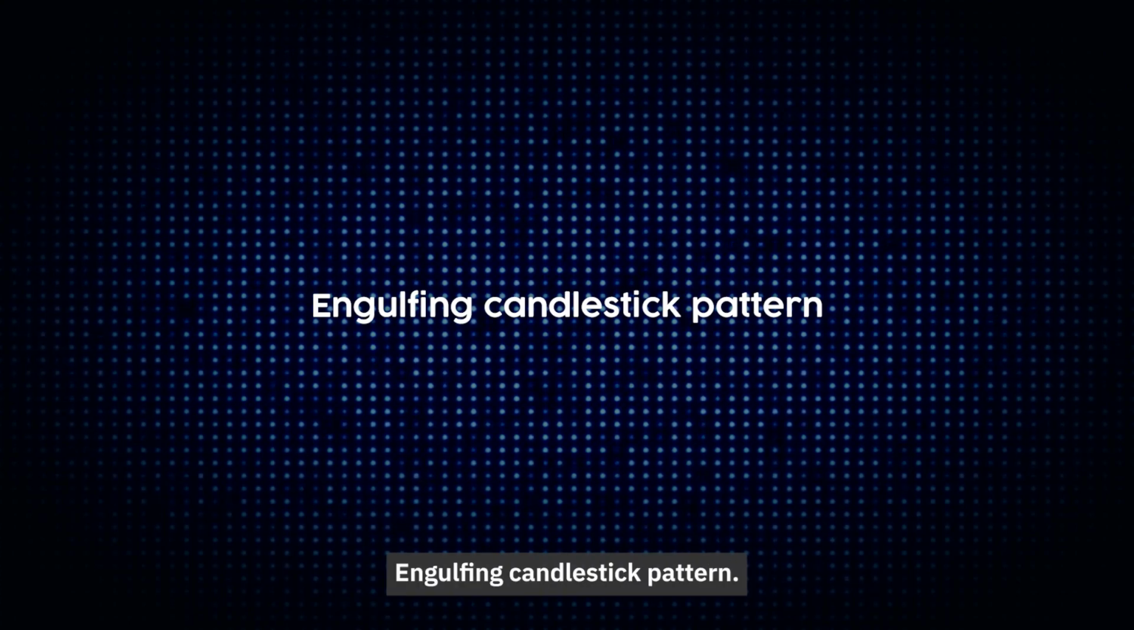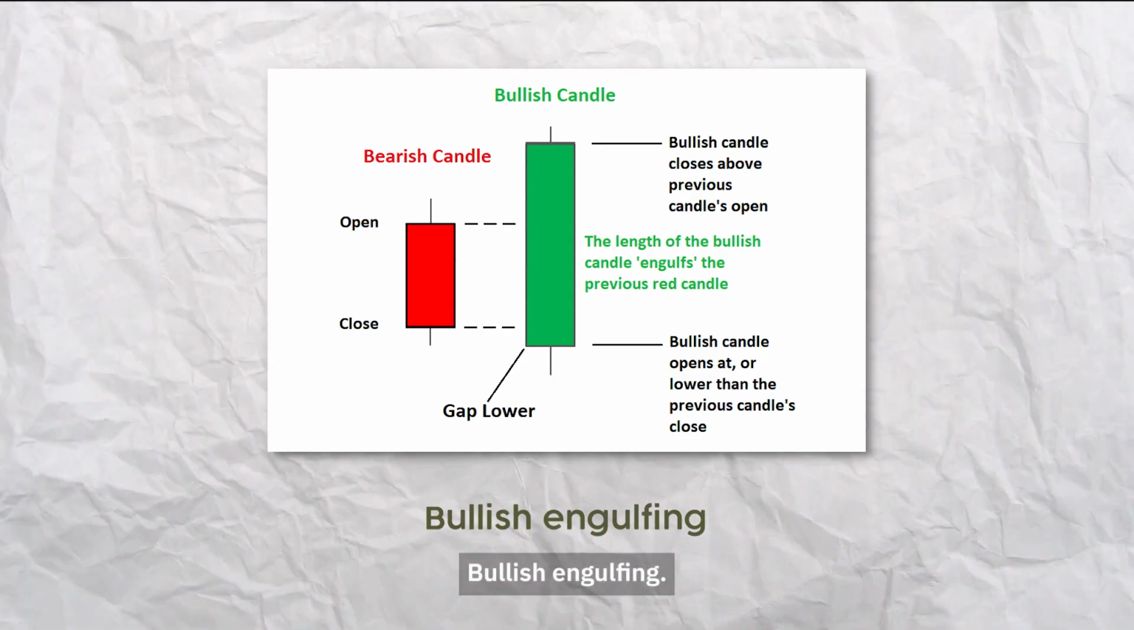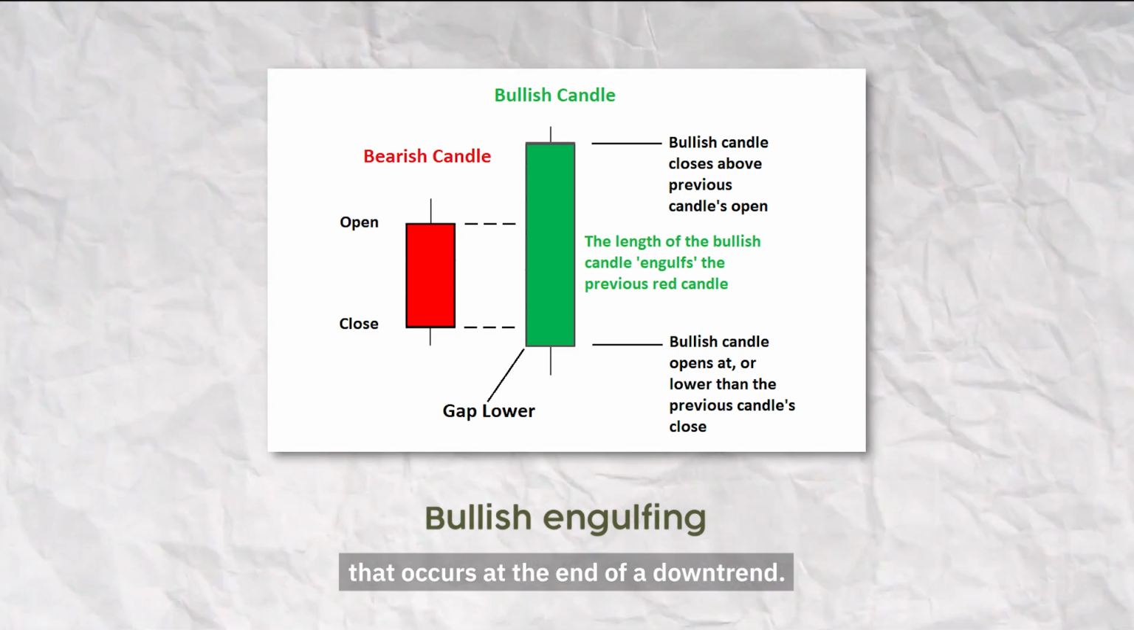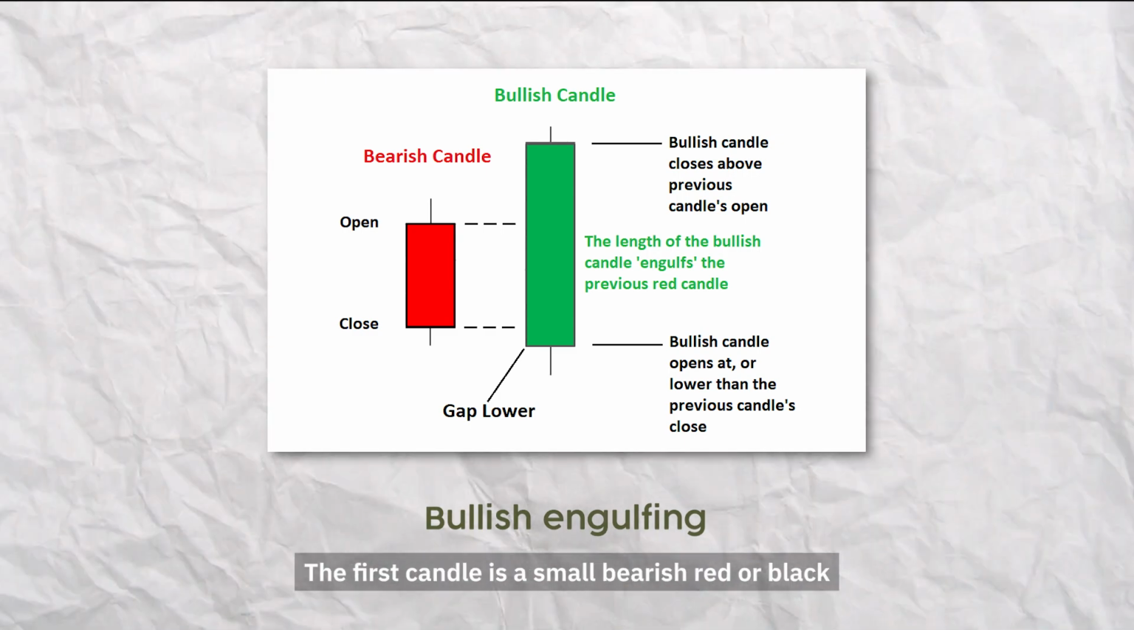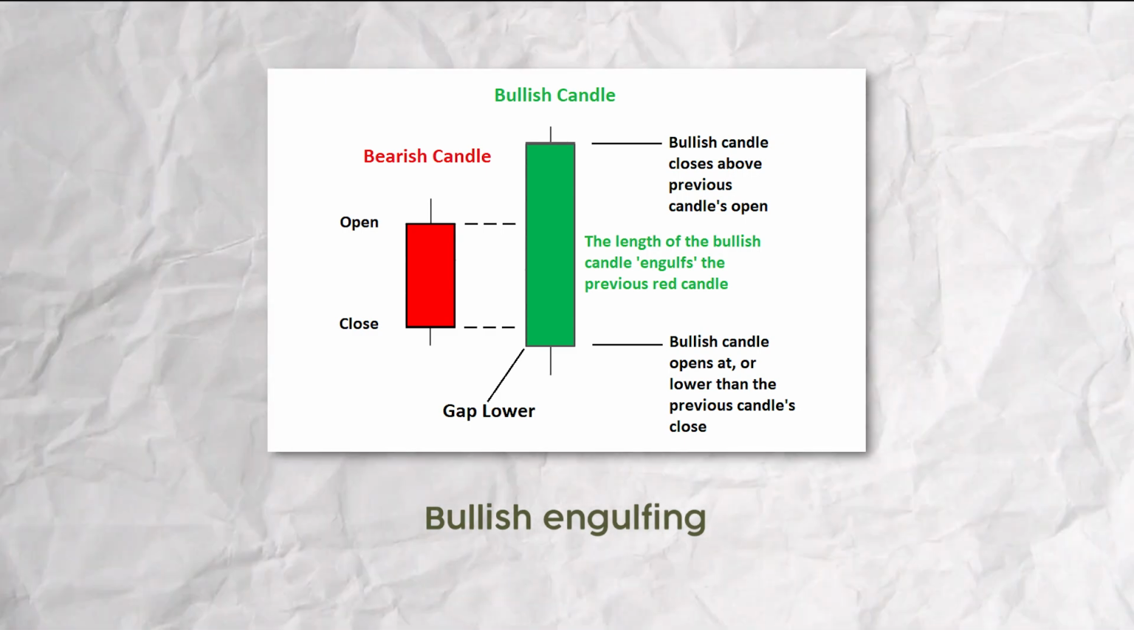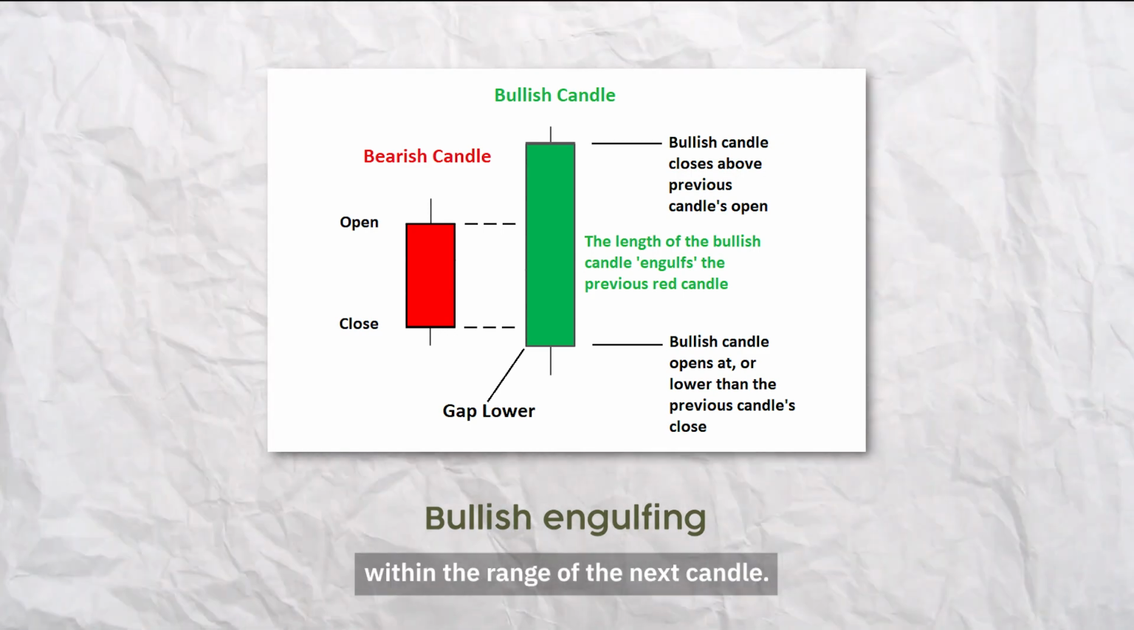1. Engulfing candlestick pattern. Bullish engulfing. This is a two-candlestick pattern that occurs at the end of a downtrend. The first candle is a small bearish, red or black, candle, fully contained within the range of the next candle.